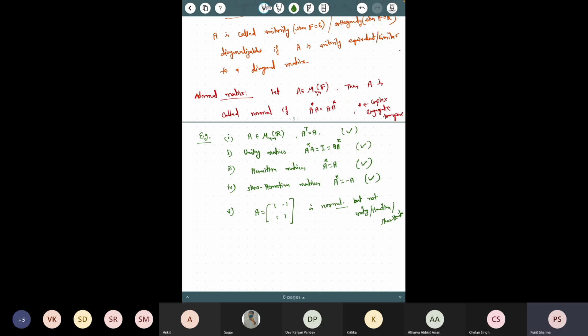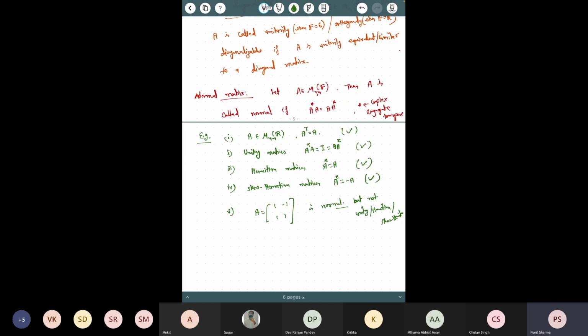So what I'm saying here, clearly the columns are orthogonal, but they are not orthonormal. So you can always normalize it by dividing by a factor of root 2, and then it becomes unitary. But this matrix itself is not unitary. That is what I'm saying. That there are matrices like this; this is one example.